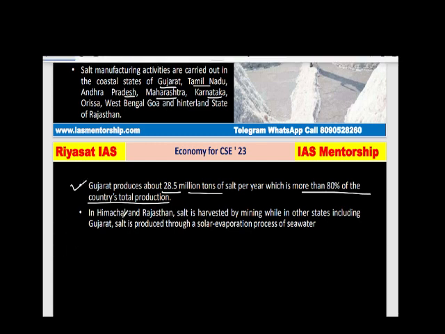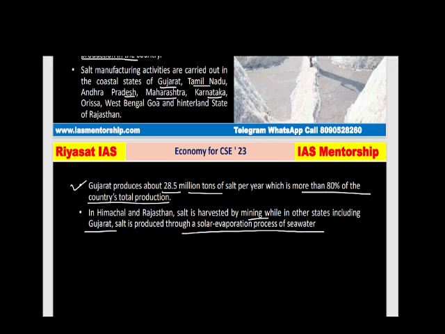And if we talk about Himachal and Rajasthan, salt is produced by mining, while in other states including Gujarat, it is produced through the solar evaporation process of seawater. The seawater is allowed to evaporate, and when it evaporates, the salt is produced. Understood? Very easy. But in Himachal and Rajasthan, it is done by mining. Remember this fact.